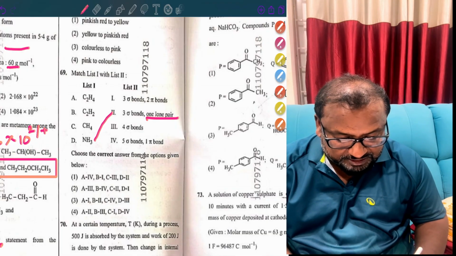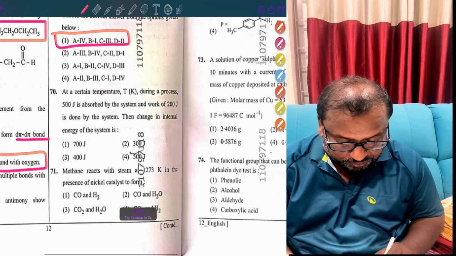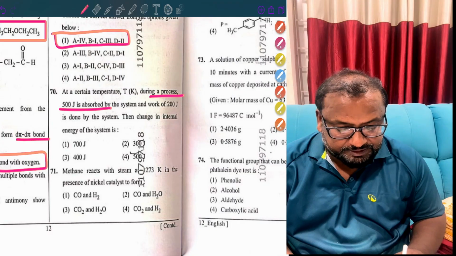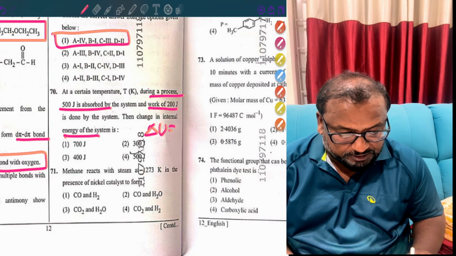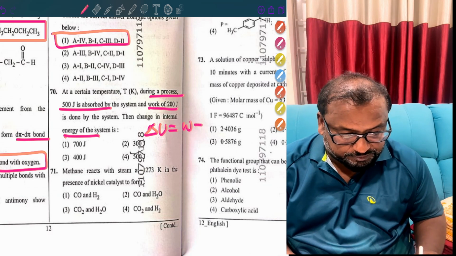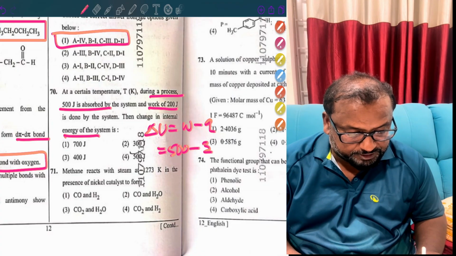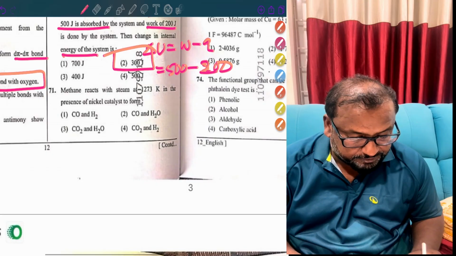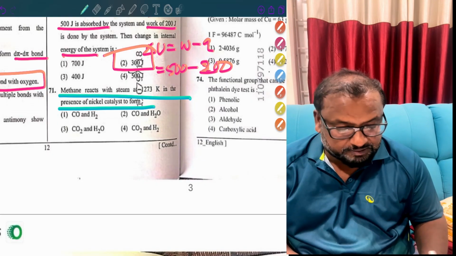Again 69, matching the question. NH3 has 3 sigma bonds and 1 lone pair. So there is only one option, D2. Next one, at certain temperature during the process 500 kilojoules are absorbed, work done is this much, change in internal energy. So del U equals W minus Q. So it's 500 minus 200 equals 300. This is also a direct question.